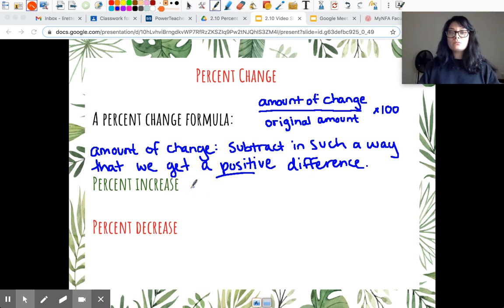If you've got some new amount, the new amount, and it's higher than the original, it's a percent increase. So the new amount is higher than the original.